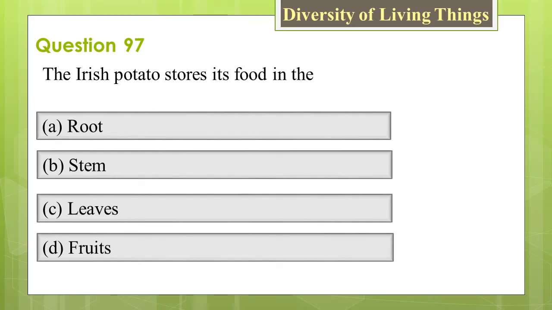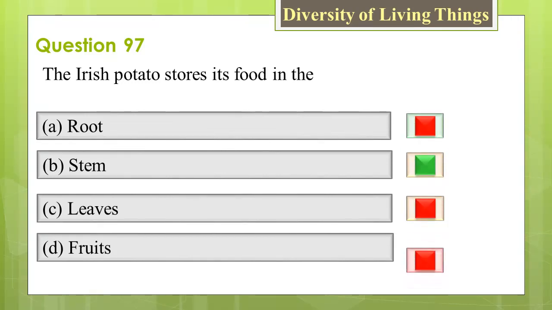Question 97. The Irish potato stores its food in the A. root, B. stem, C. leaves, D. fruits. Which one of the following alternatives is the best alternative? The best alternative is B, stem.